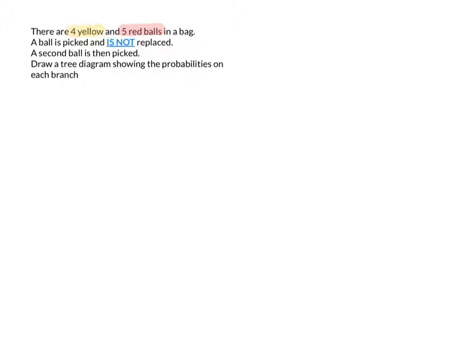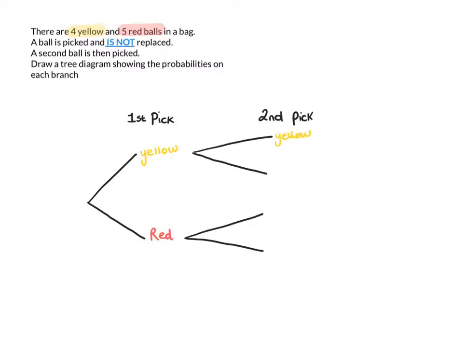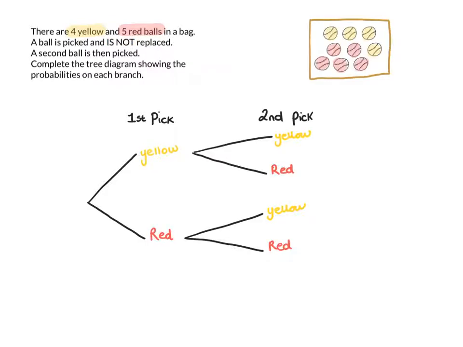The actual structure of the tree diagram is going to be exactly the same, as in first pick, second pick, and the options that you can have, yellow and red balls. So looking at the bag, on your first pick, you've got 4 yellow and 5 red. So the probability of getting a yellow is 4 out of 9 in total, and the probability of getting red is 5 out of 9. So actually exactly the same as the first question we did.